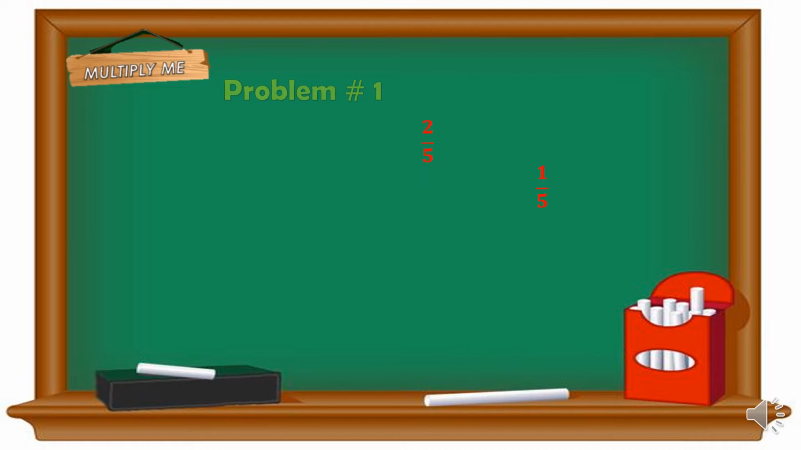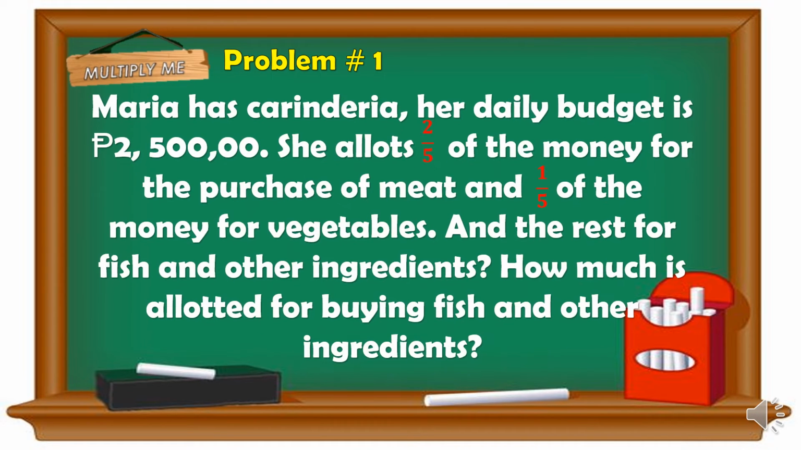Okay, very good. Now I have here a problem. So we have problem number 1. Maria's carinderia. Her daily budget is 2,500. She allots 2/5 of the money for the purchase of meat and 1/5 of the money for vegetables and the rest for fish and other ingredients. How much is allotted for buying fish and other ingredients?